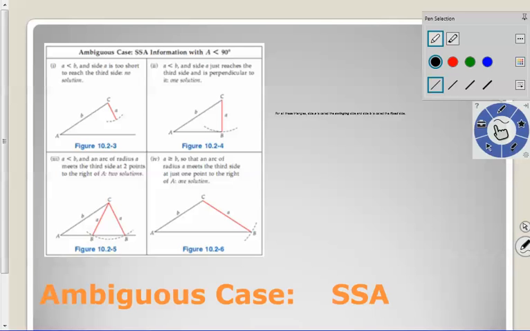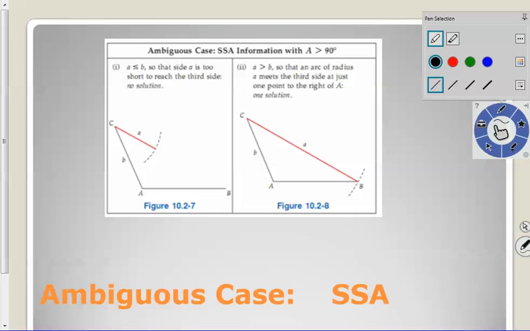So this one, you can see that if side A is less than side B, A is too short to reach the third side, so there's no solution. If A is less than B here and it just barely reaches, it's kind of like a perpendicular, so you have one solution. And sometimes if A is less than B, there's a possibility where this thing can swing out, and so you have two answers, this triangle right here and the other one right there. And then there's also the one triangle here, and that's when A is greater than or equal to B, so you know it's good to go. So you have to consider those things when dealing with this.